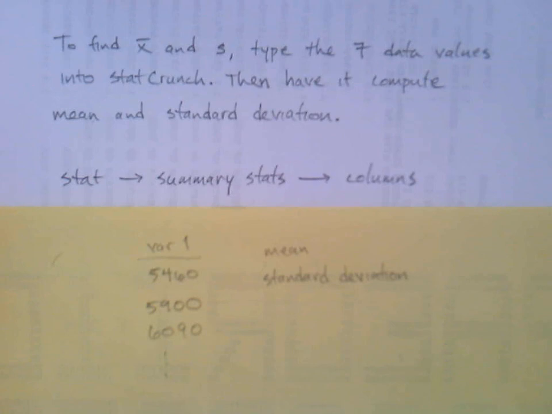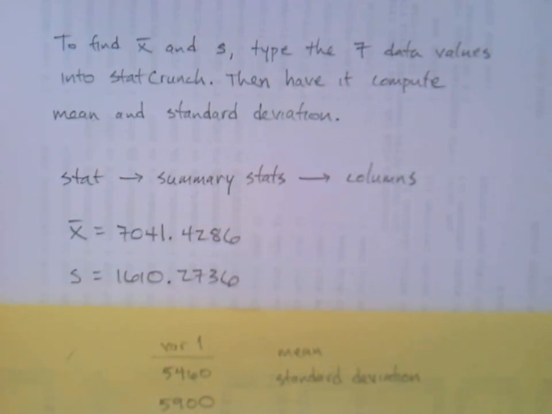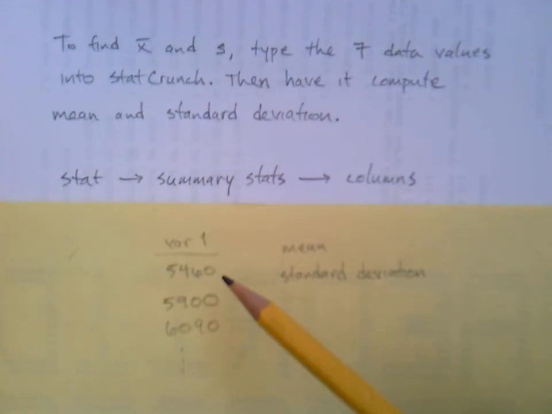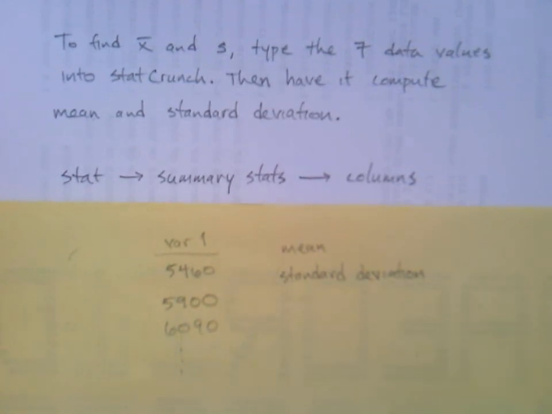Okay, so here we go. When I did it, I got these 2 values for the mean and the standard deviation, and I just took every decimal place that StatCrunch gave me. I don't want to round at this point, so for X bar, I got 7,041.4286, and for the standard deviation, I got 1,610.2736. Okay, so hopefully you got those same numbers. If not, go back. Maybe you didn't type in your data quite right. Maybe you had a flaw there.